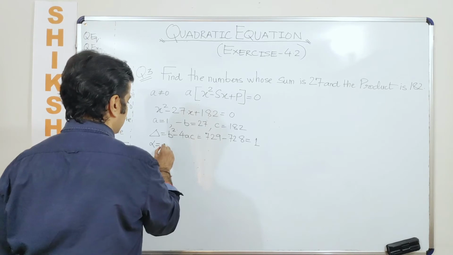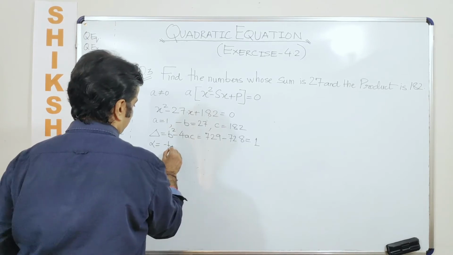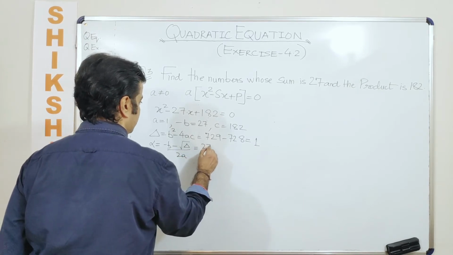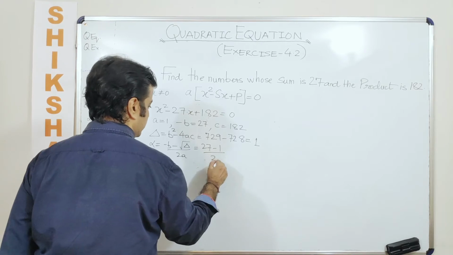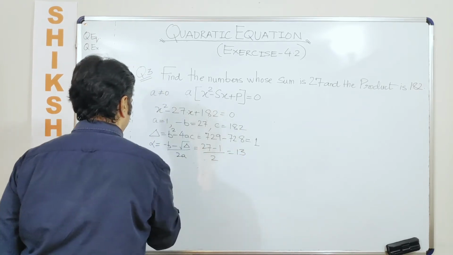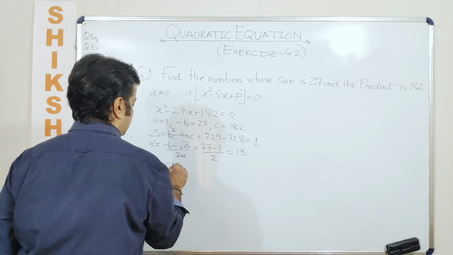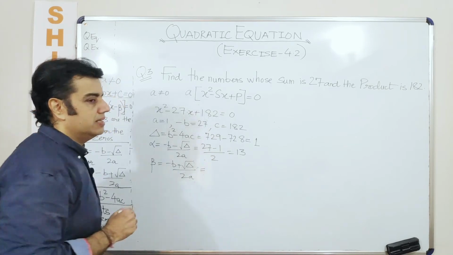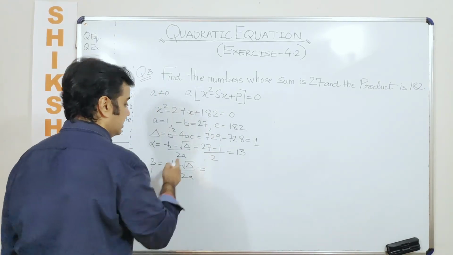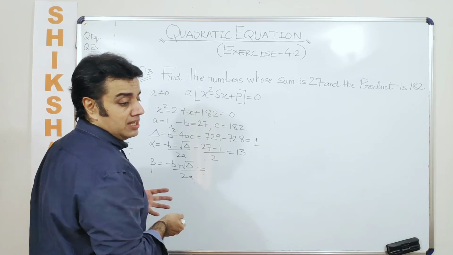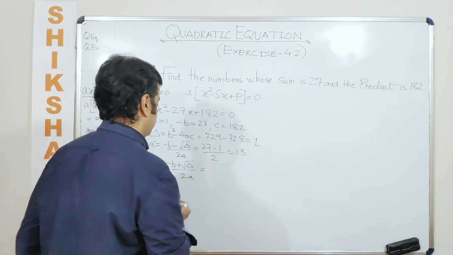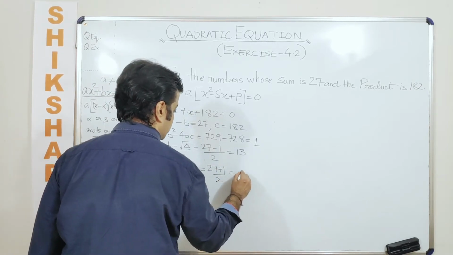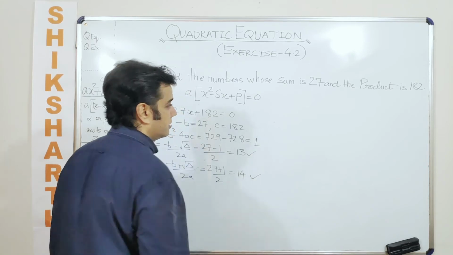Let me find the first root here. The first root is minus b minus root delta upon 2a. What is the value of minus b? 27 minus 1 divided by 2a. So this comes out to be 13. This is the best way of factorizing and solving it. Please do not split the middle term, because then you have to guess how to split it. Here there is no guessing. You just have to follow a systematic approach. So 27 plus 1 divided by 2 gives me 14. So what are the two numbers here? 13 and 14 is what you get.